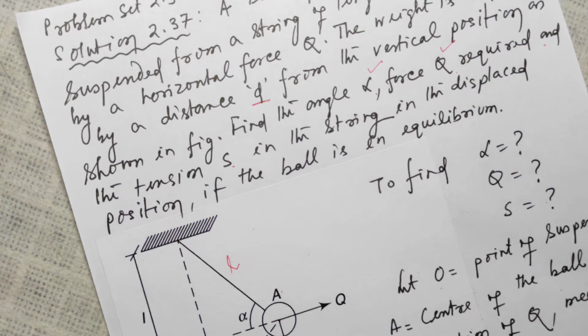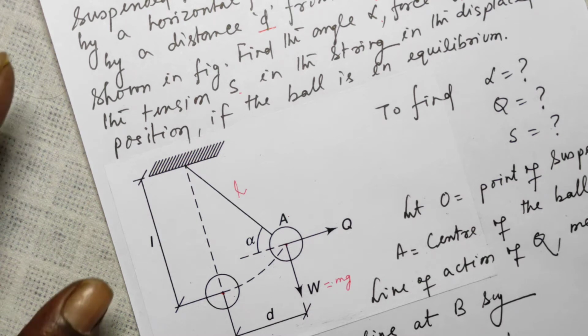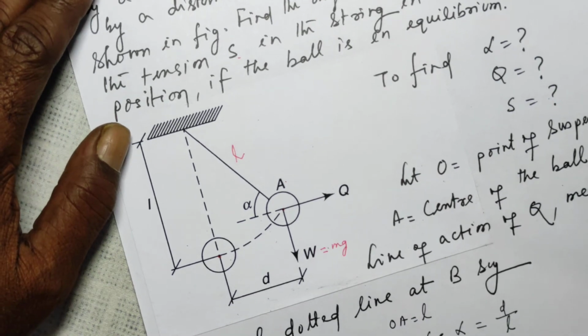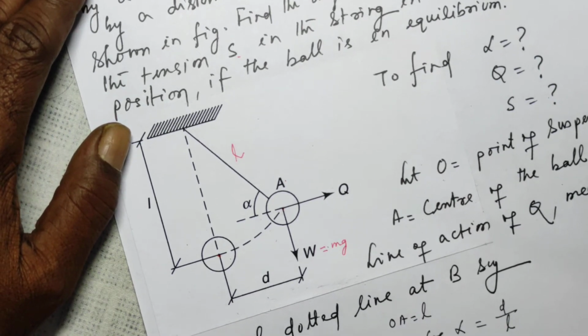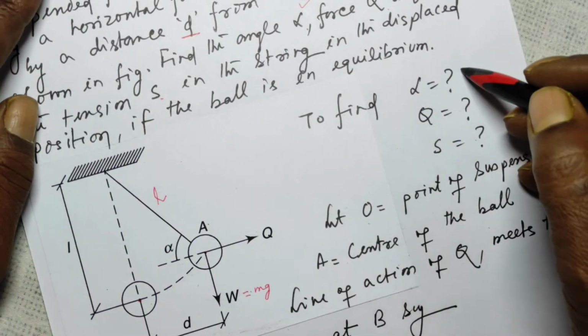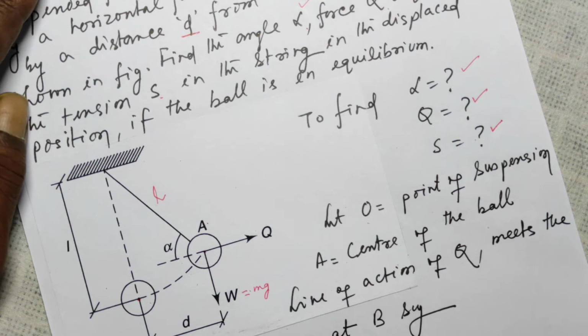In the displaced position, what is the value of alpha? What is the value of Q, and what is the axial force, that is the tension along the string? If the ball is in equilibrium, equilibrium means sigma F is equal to 0, that is the sum of all forces acting on it is 0. So what is to be found out? We have to find alpha, Q, and the axial tension force.